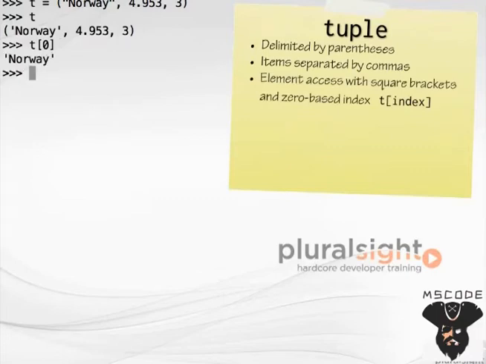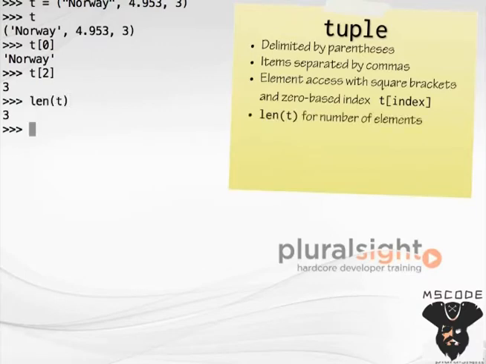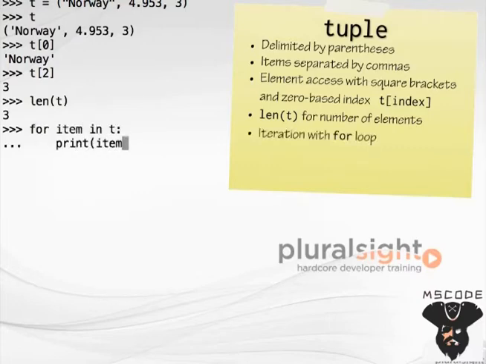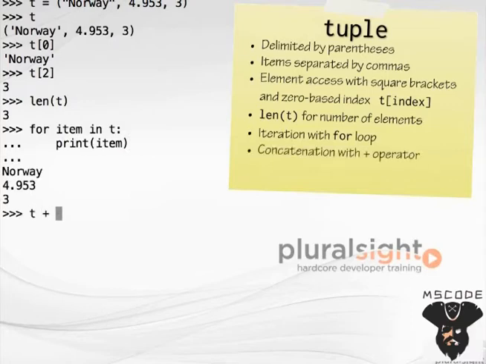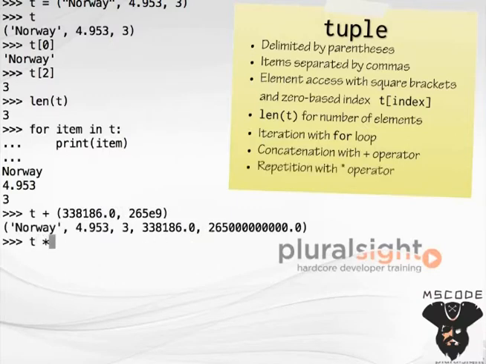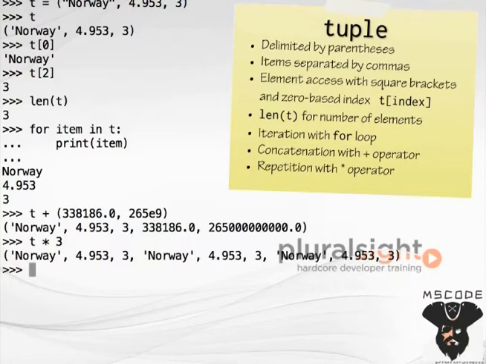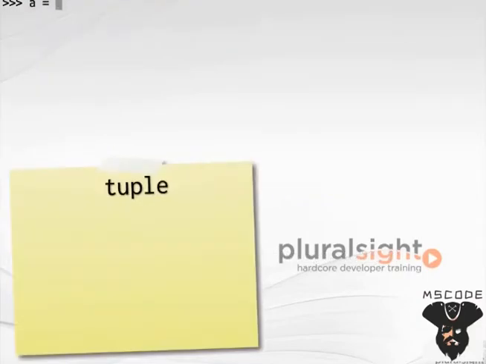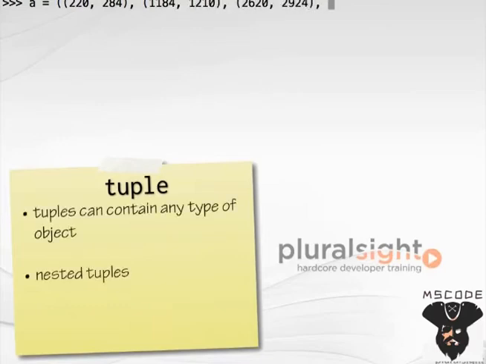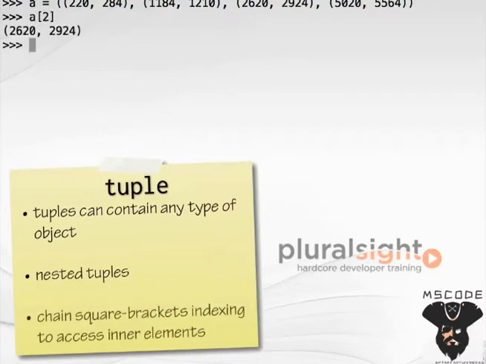We can access the elements of a tuple by a zero-based index using square brackets. And we can determine the number of elements in the tuple using the built-in len function. We can iterate over tuples using the for loop, and we can concatenate tuples using the plus operator. Tuples can be repeated using the multiplication operator. Since tuples can contain any object, it's perfectly possible to have nested tuples. We use repeated application of the indexing operator to get to the inner elements.